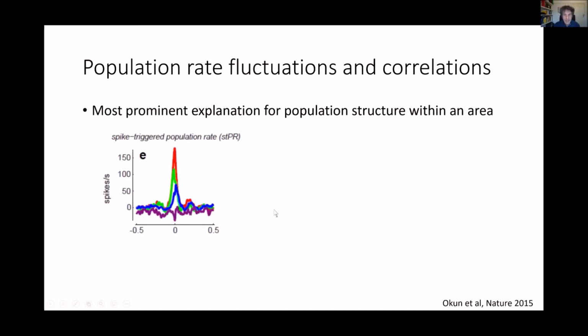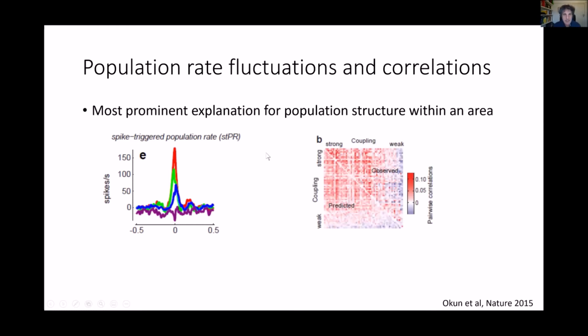And I think I'll skip over this stuff. Well, just to say very quickly that a lot of the structure can be explained by it. So for example, here we're showing triggered average of population rate triggered on different neurons.